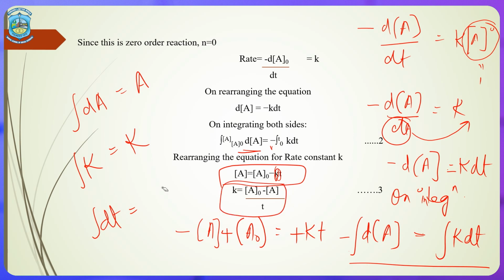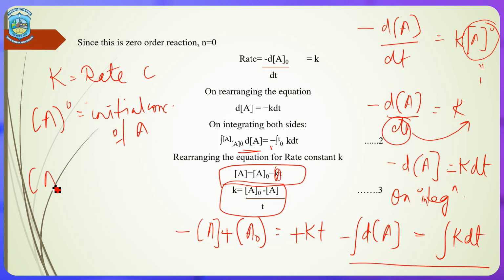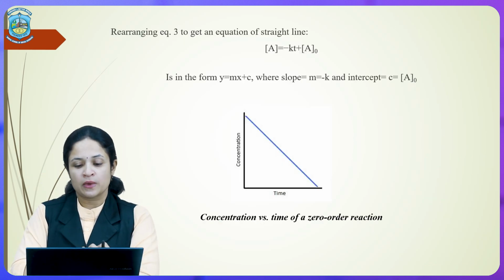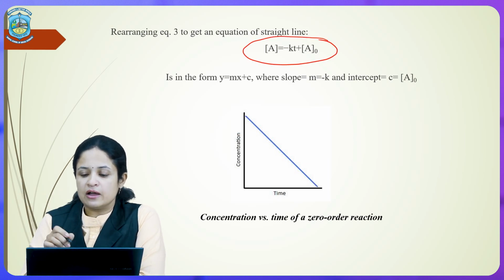Now here, what is this A0 and what is this A? This is very important. First of all, this is my integrated rate law equation, which is what I wanted, where K is the rate constant, A0 is the initial concentration of A, that is my reactant molecule, and A is the final concentration of A. So by using this particular equation, I can calculate the value of rate constant for any zero order reaction. Now if we look closely at this equation which I obtained, I have just done the rearrangement.